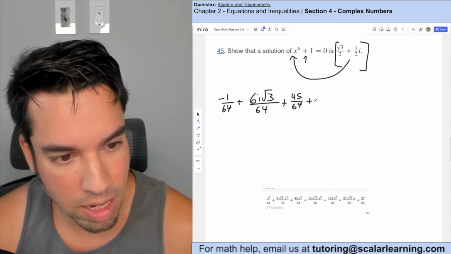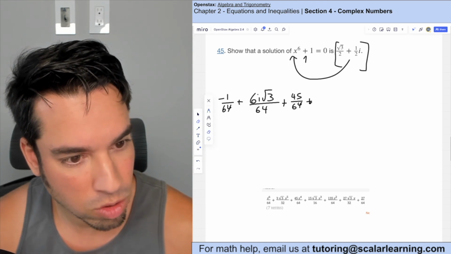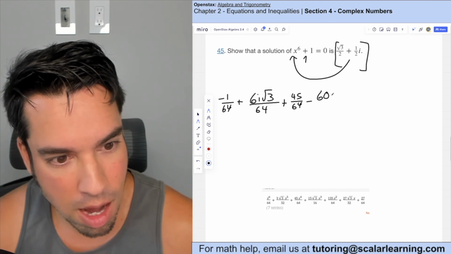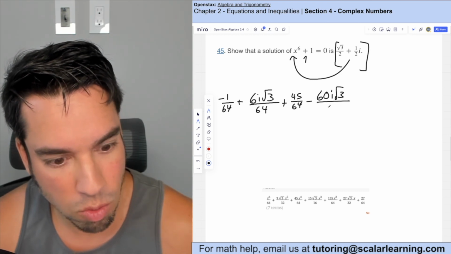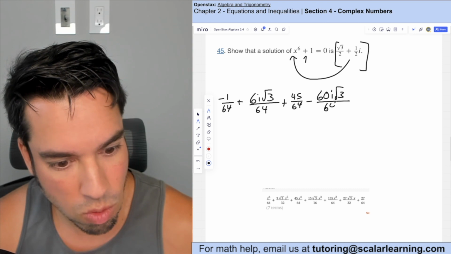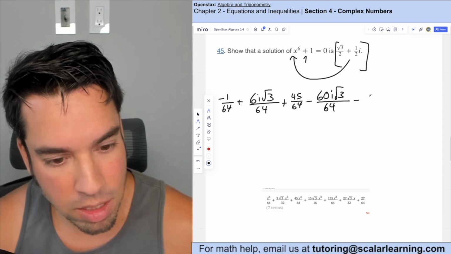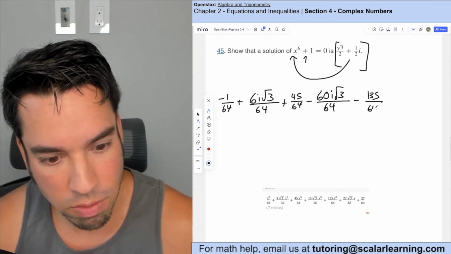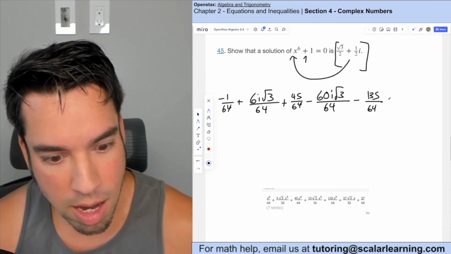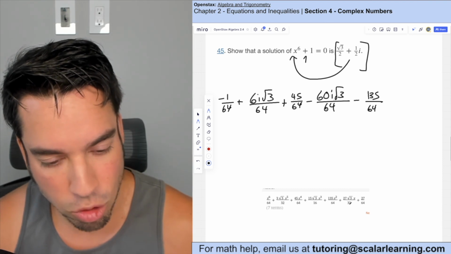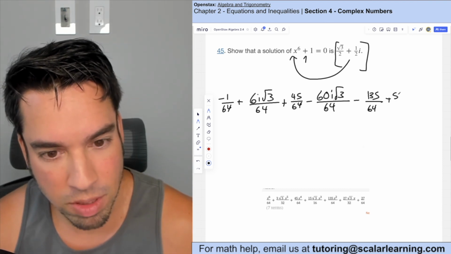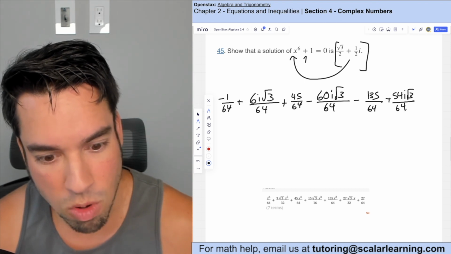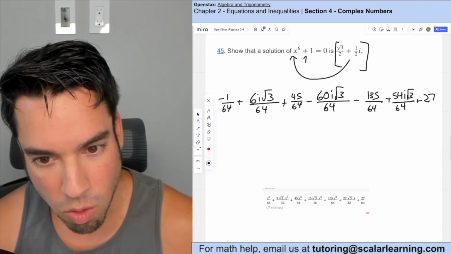i cubed is negative i, so I'm actually going to change this to a minus. So we've got minus 60i root 3 over 64. And then that's minus 135, because i squared is negative 1, over 64. And then that's just i, and since it's out of 32, I'm going to double it. So that's plus 54i rad 3 over 64. And then I'm going to leave that 27 over 64.